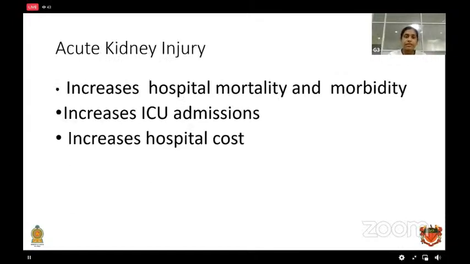Firstly, we'll see why it is important, because it increases hospital mortality and morbidity. Because of that, a lot of complications happen. At the same time, about half of ICU admissions in general are due to AKI. Because of all these things, obviously hospital cost increases, and it will be a burden to the government. So it is very important to manage acute kidney injury.